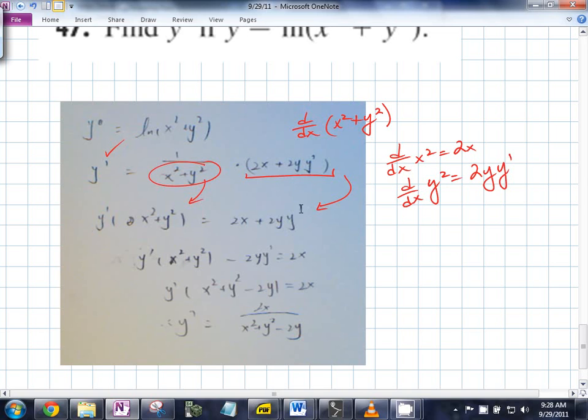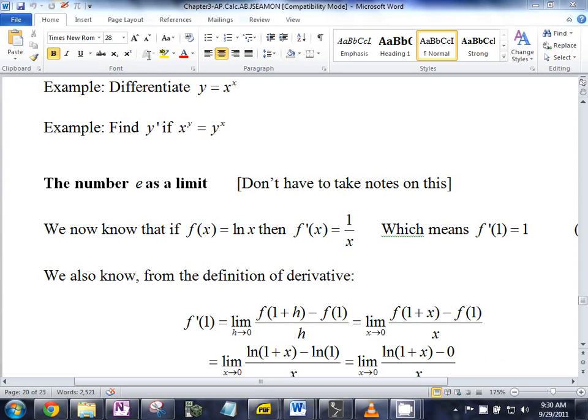If you take a look at this, this is in your book and in your notes, you know that if f of x is ln x, then f prime of x is 1 over x. We're okay with that, right? So what's f prime of 1? What's 1 over 1? 1. Are we okay with that?